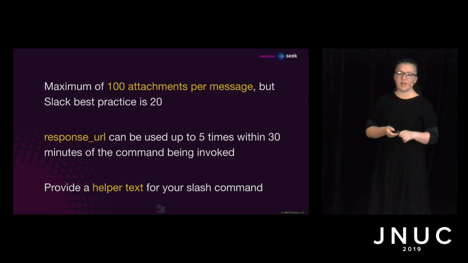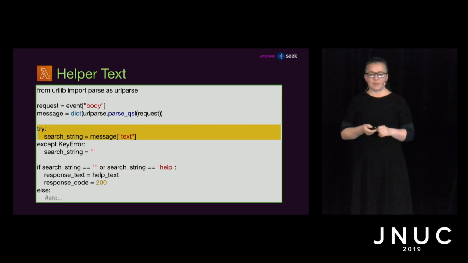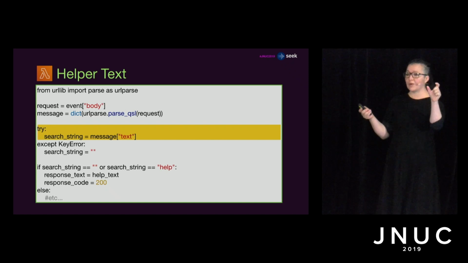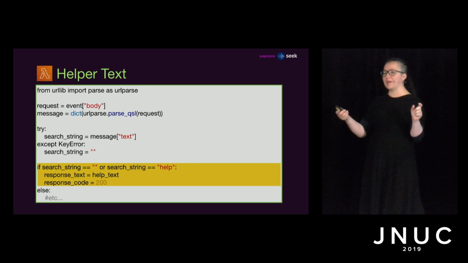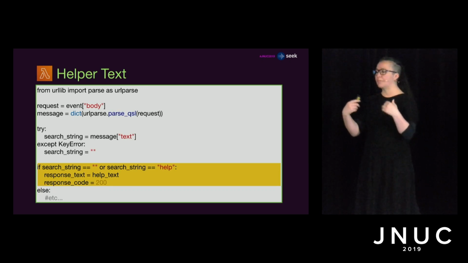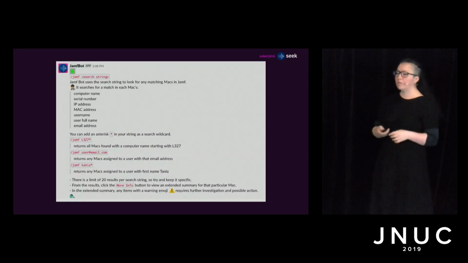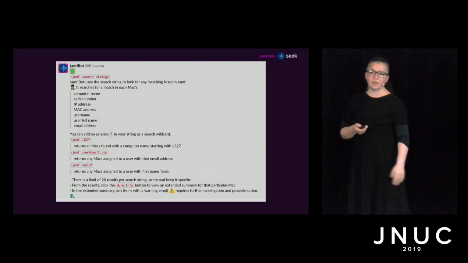And also just remember to provide a helper text for the / commands. What that means is that you want to check to see if there actually is a parameter value or a search string when the /Jamf is being invoked, and if there isn't, or if the search string is the word help, then you want to respond with some helper text. This is an example of what I send back if those conditions are met, which is just a summary of how to use the app.